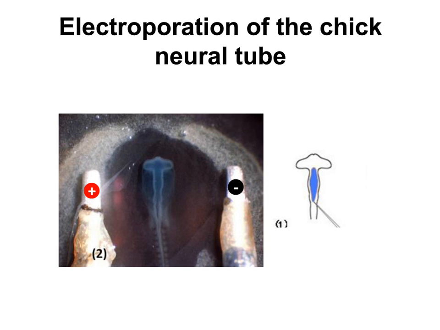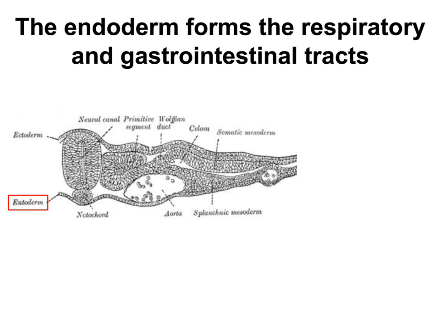So while electroporation of the neural tube is relatively straightforward, the tissue that we're actually interested in is the endoderm. Shown here is a schematic cross-section of the chick embryo at about 2 days of development. You can see that the ventral surface, which is the lower portion of the image, is where the endoderm is found. This is a single cell layer that lines the ventral surface of the embryo, and eventually will go on to form the entire respiratory and gastrointestinal tracts.